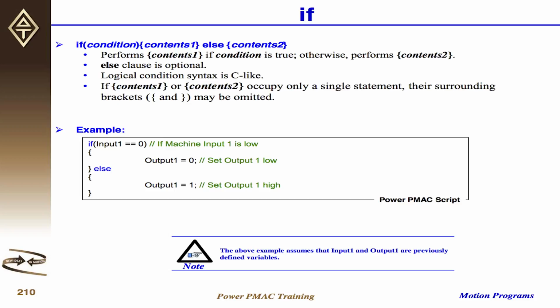Note that a statement is different than a line. So if I had output 1 equals 0, output 1 equals 5, output 6 equals 8, those are 3 statements on one line. And you'd have to encapsulate them in curly braces because it's more than one statement.